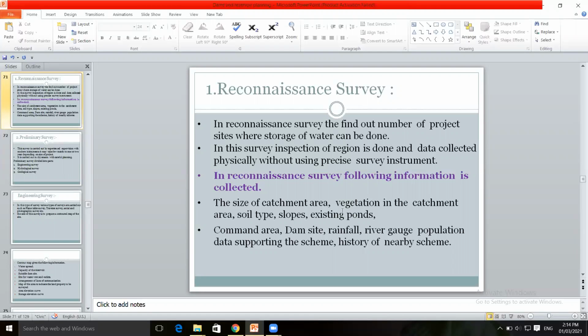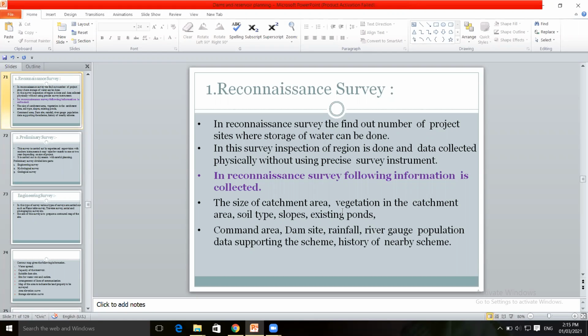River gauge, population, discharge through that river, velocity of the flow, it is measured. Population data is recorded. Population of the city nearby, near to the dam site, population of the town or village, that is recorded. Fluctuation in the river, levels of the water, highest flood level, that is also recorded.